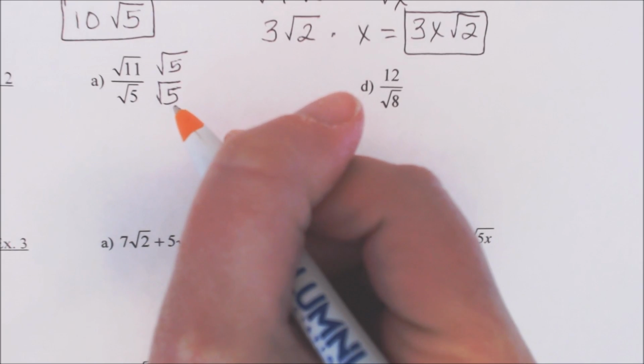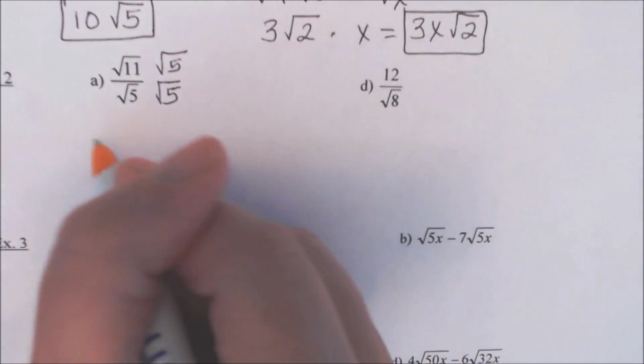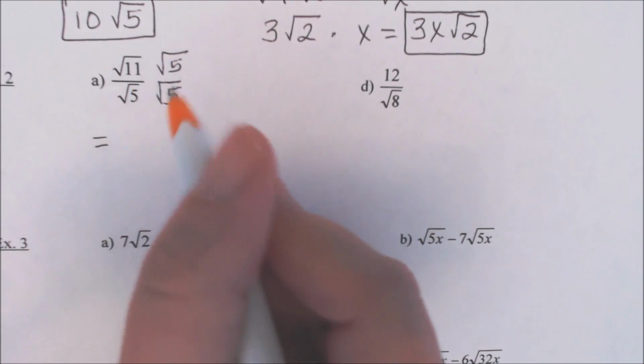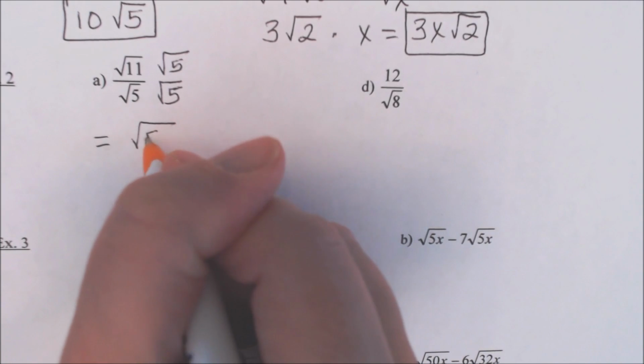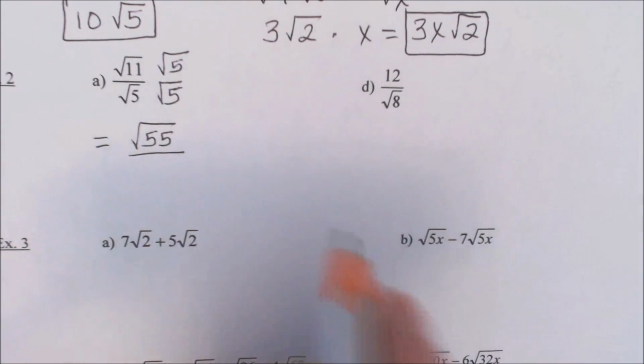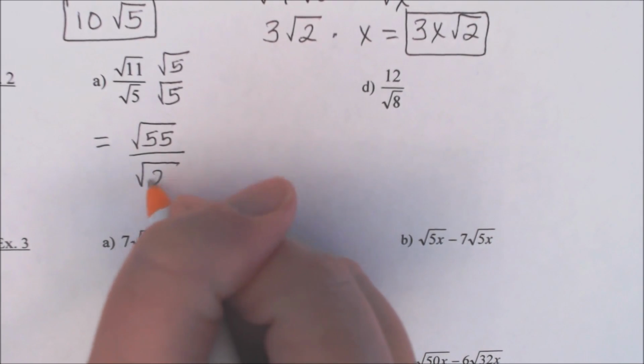Root 5 over root 5 is 1. So we can always multiply a fraction by 1. That doesn't change the value. So then in the numerator, we're going to multiply the radicals: square root of 11 times the square root of 5. That gives us square root of 55. The denominator, the square root of 5 times the square root of 5, is the square root of 25.